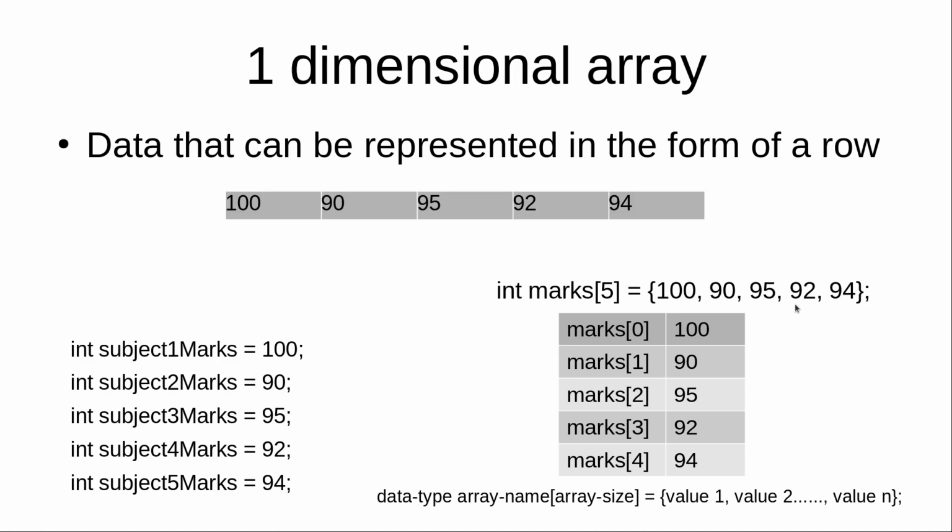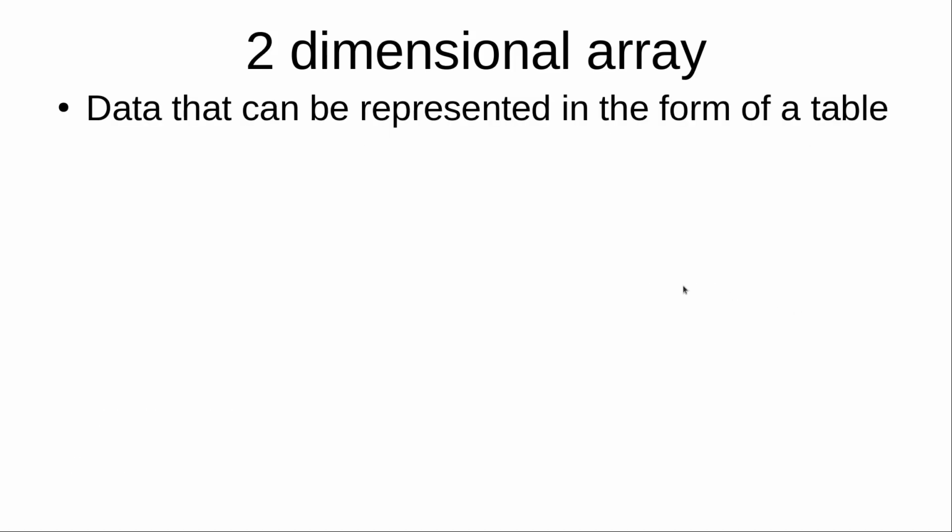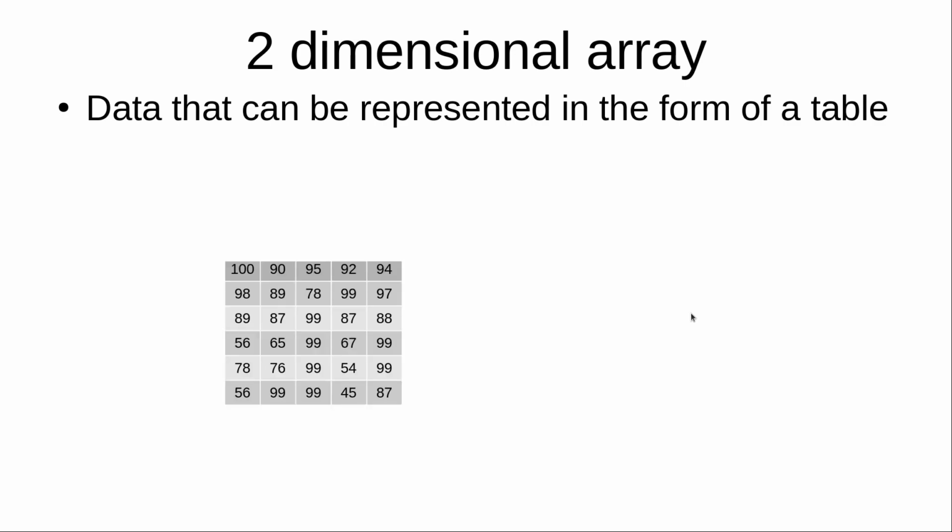Now we'll see what a two-dimensional array is. When do we use a two-dimensional array? We use a two-dimensional array when we have data that can be represented in the form of a table. So now these are your marks: 100, 90, 95, 92 and 94. Imagine that you are also going to store or manipulate not just your marks alone, but the marks of 5 of your friends.